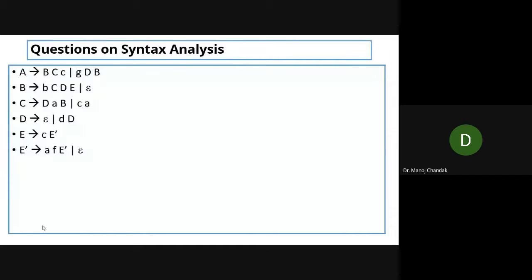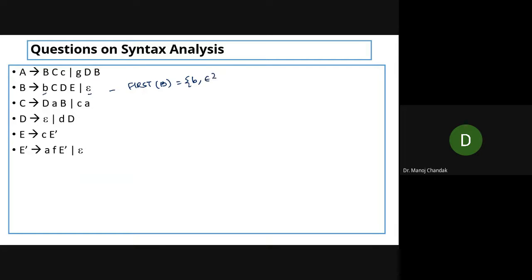So now check whether my slide is visible. Let me share it. Then I can write on this slide. Okay. So problem does not exist with any of the rules except the rule of A. Okay. So look at this. If I compute first of B, it is very simple. First of B is nothing but first is this one, B and epsilon.